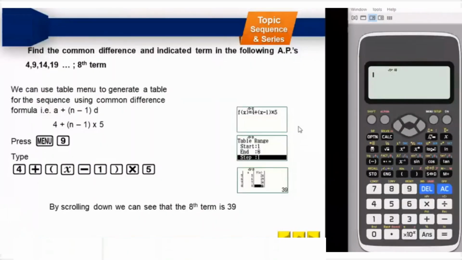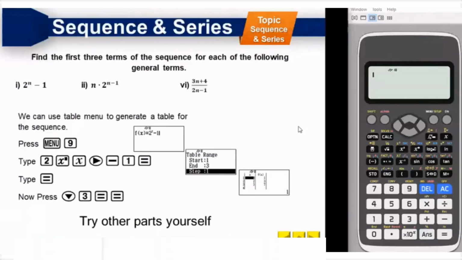Sequence and series in itself is basically depending on how we perceive it. Basically, when we are told to find three terms, we have to enter the three values, 1, 2, 3, one after the other. Or if we need to find 10 values, we need to find them one after the other. But if you recall, I taught you guys the table mode, and that table mode is very handy here.